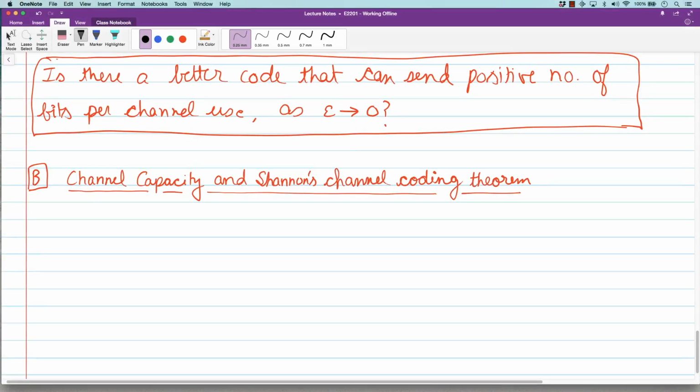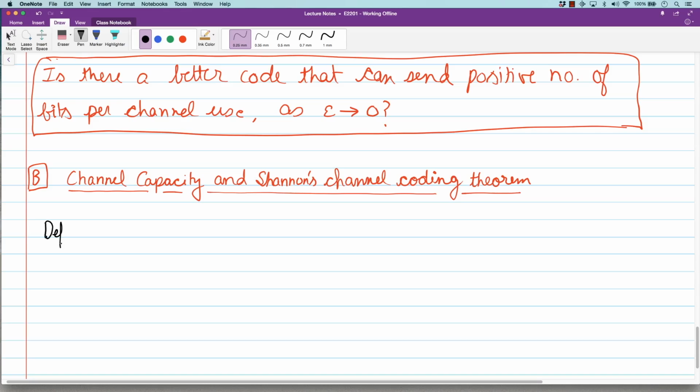In the last lecture, we looked at repetition code and saw that it doesn't allow us to send a positive number of bits per channel use. And we asked the question: is there a better code that can send a positive number of bits per channel use as the error vanishes? And this is precisely what channel capacity is. It is defined as the maximum number of bits that one can send per channel use as the probability of error vanishes. So let us formulate this problem more carefully.